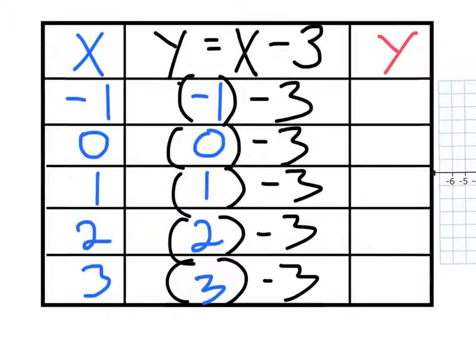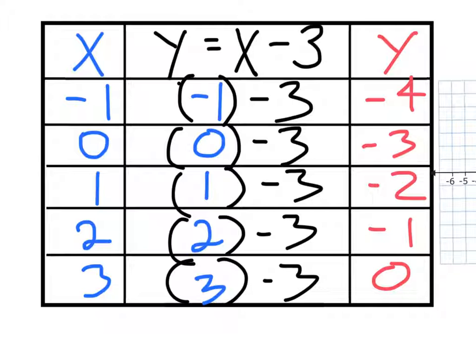Negative 1 minus 3 is what? It's negative 4. What's 0 minus 3? Negative 3. I'm just going straight across, right? So I'm taking the 1, plugging it there. What's 1 minus 3? 1 minus 3 is negative 2. 2 minus 3 is what? It's negative 1. And then 3 minus 3 is 0.